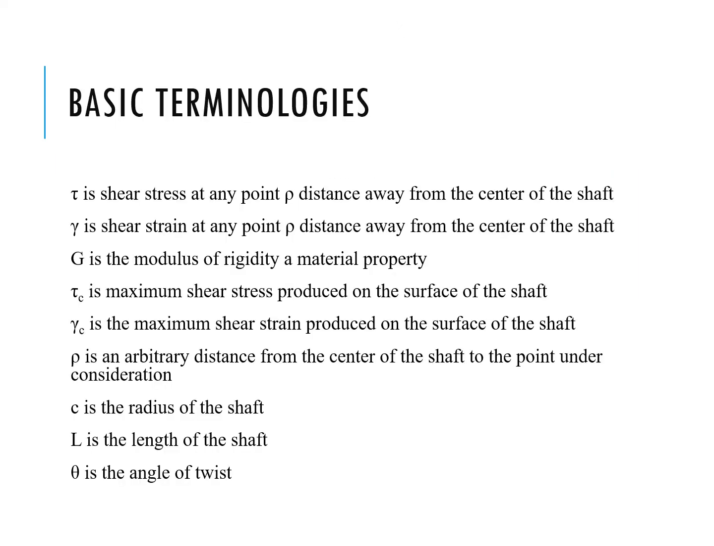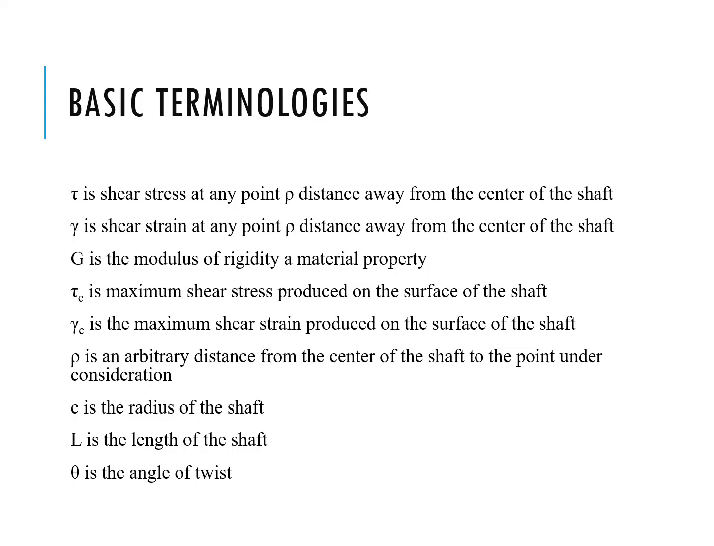Before moving further, we have to declare some terminology. Tau is the shear stress at any point which is distance rho away from the center of the shaft, and gamma is the shear strain at any point which is rho distance away. G is the modulus of rigidity, a material property, a very important aspect. Tau C is the maximum shear stress. Obviously this stress will be produced at the surface of the shaft. Gamma C is the maximum shear strain produced on the surface of the shaft.